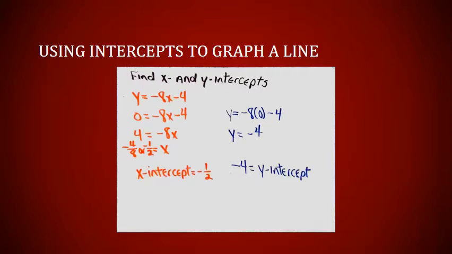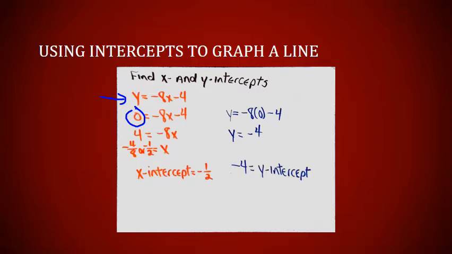Well, we'll take a look at one more where we're going to find the x and y intercepts. This time we've got an equation, and our equation here is y equals minus 8x minus 4. So again, to find the x-intercept, I am going to set y equal to 0, which we've done right there. So we've got 0 equals minus 8x minus 4.